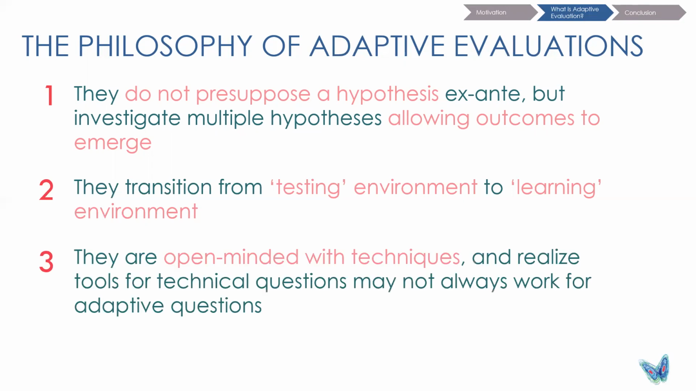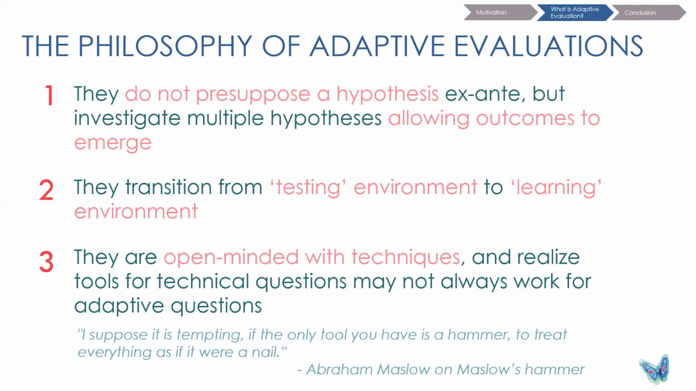Finally, an adaptive evaluation is more open-minded with techniques, realizing that tools for technical questions may not always work for adaptive questions. And here, the classic analogy is that of Maslow's hammer. So if the only tool you have is a hammer, it's not advisable to treat everything as if it were a nail.